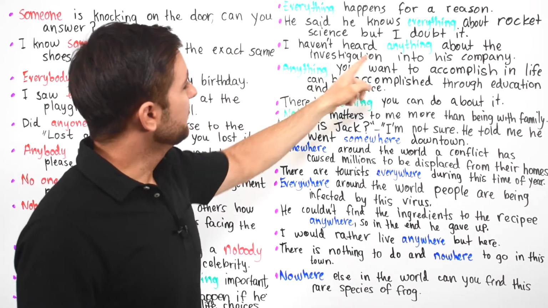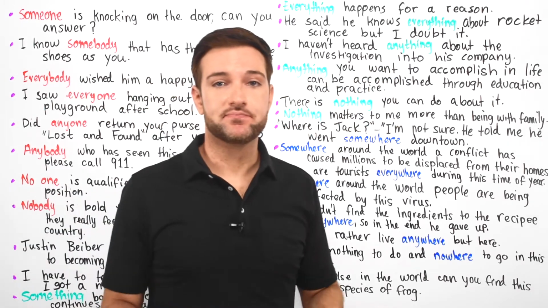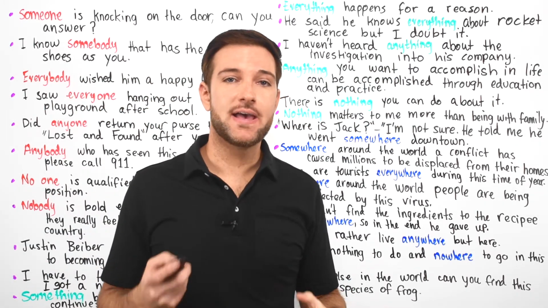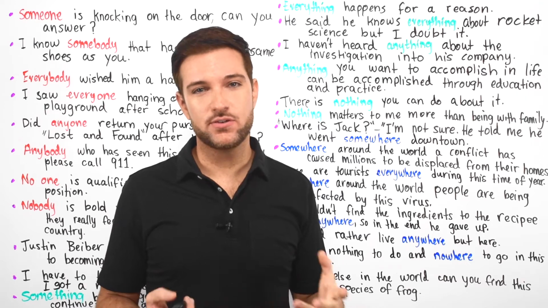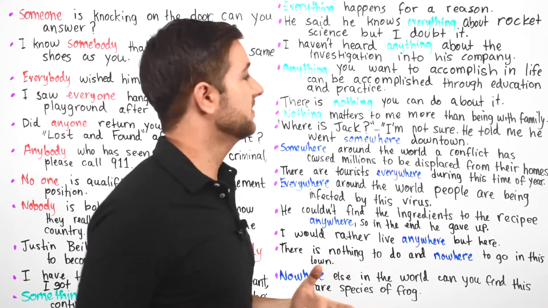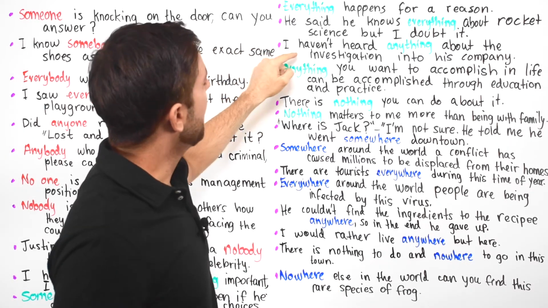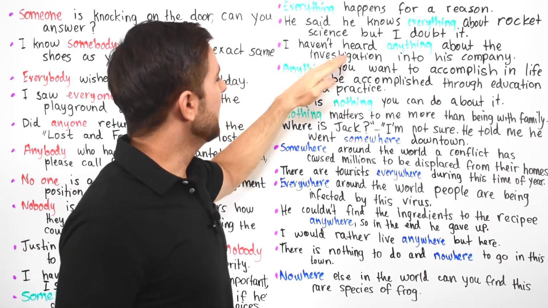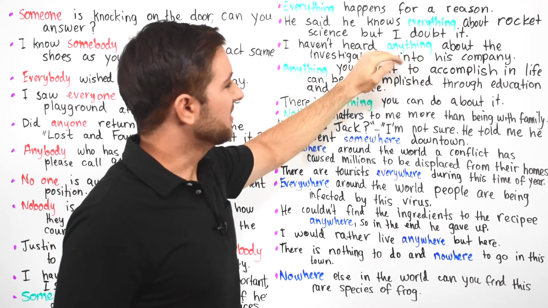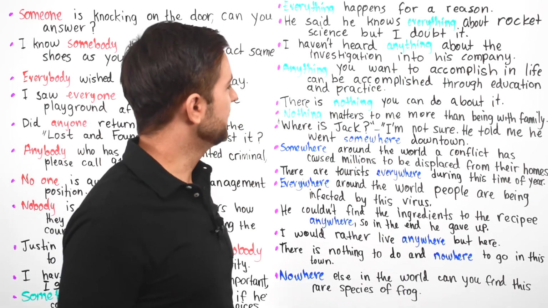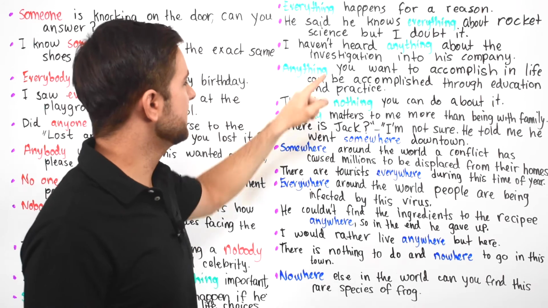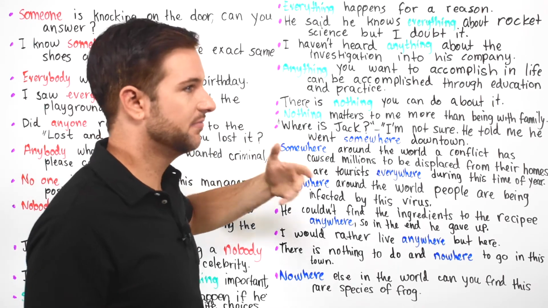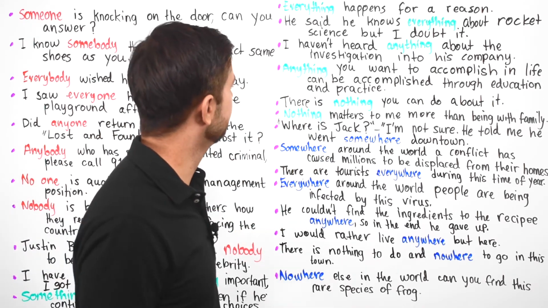Next, we have the word anything. Anything is used to talk about any kind of something. We use anything in questions and in negative sentences. For example, I haven't heard anything about the investigation into his company. I haven't heard nothing, right? No details about the investigation into his company. Investigation from maybe the police, the FBI, you know, law enforcement.